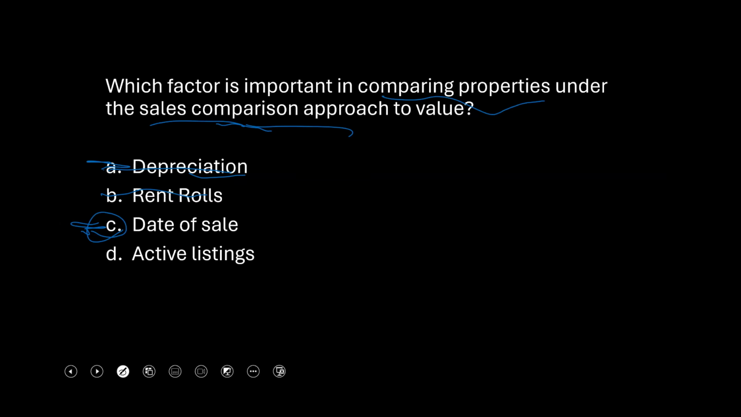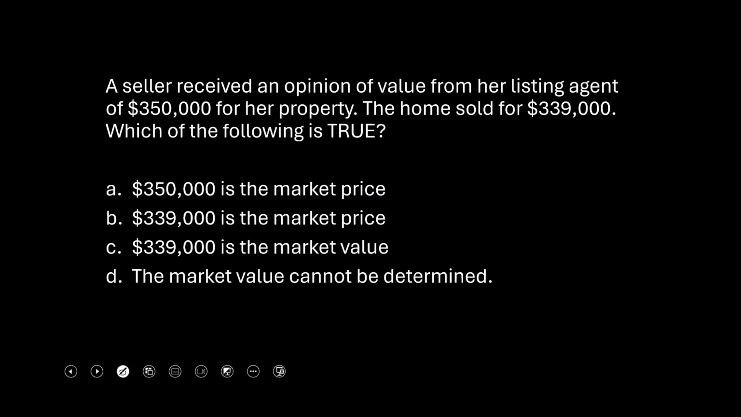Okay, so our answer here is C as in Charlie. Next question. A seller received an opinion of value from her listing agent of $350,000 for her property. The home eventually sold for $339,000. Which of the following is true?